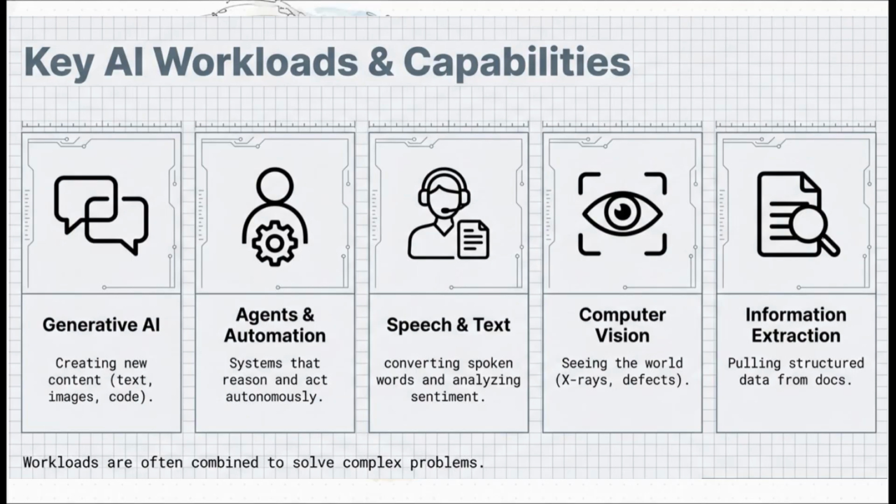Okay, so those concepts we just talked about, they power the 5 key AI workloads that you're going to need to know. We've got generative AI for creating content, agents and automation for building systems that can work on their own, speech and text for understanding language, computer vision for seeing and interpreting the visual world, and information extraction for pulling specific data out of documents. And what's really important to remember is that you don't just use one of these. You often combine them to solve really complex business problems.